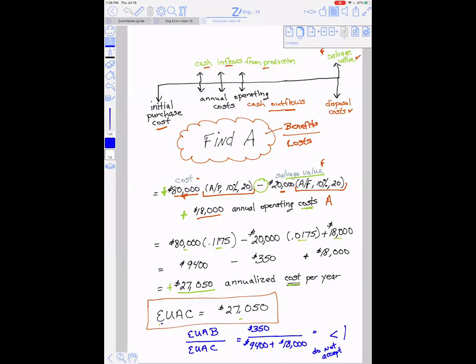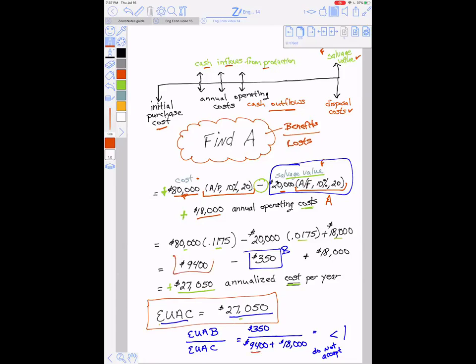And if you recall, we ended up in this example with an equal uniform annual cost from this investment of $27,050. But I didn't do the ratio part, so let's do that now. So equal uniform annual benefit in their example was $350. And that, if you remember, was the salvage value out in the future. That's the only benefit we had. And we had some costs of $9,400.